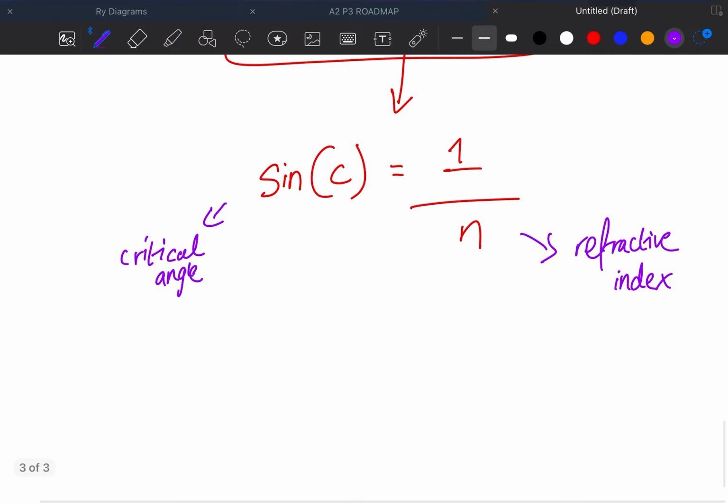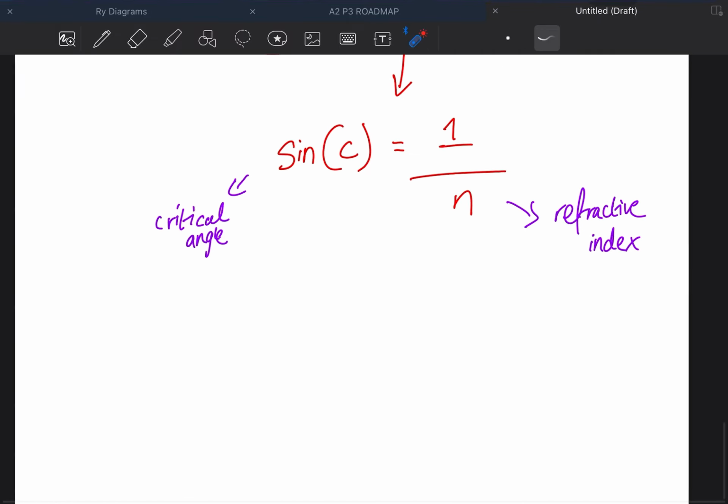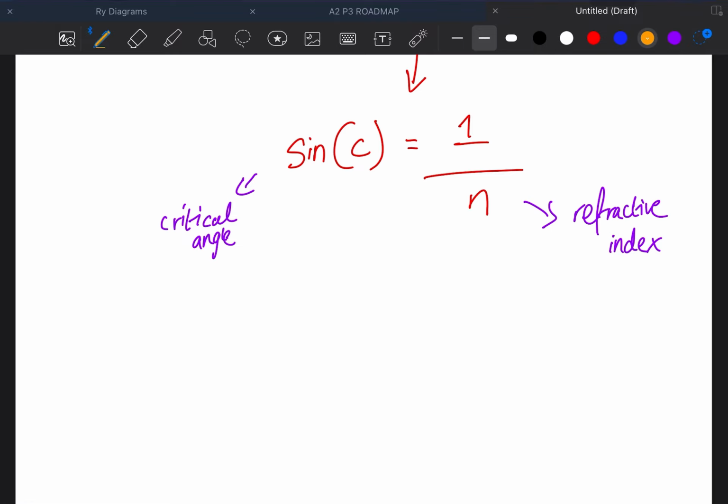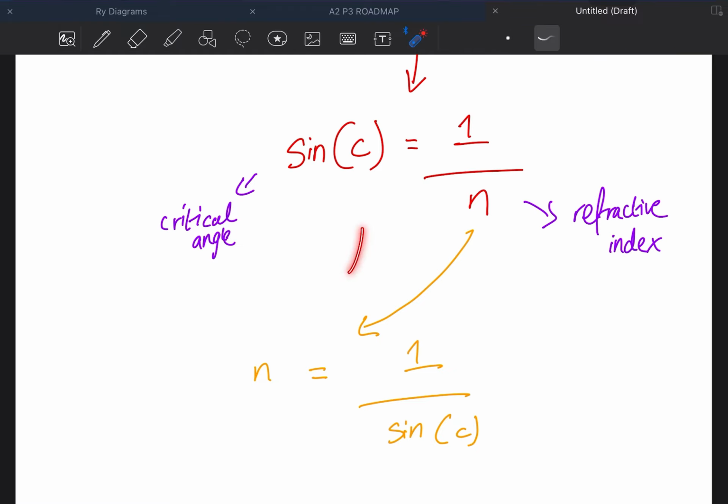This can also be rearranged. How will you rearrange it? You make n the subject: n equals 1 over sine C. In some questions, if the critical angle is given and they ask you to find the refractive index, you use the formula 1 over sine C. If they ask you to find the angle, then you do 1 over n, where n is the refractive index given to you in the question.